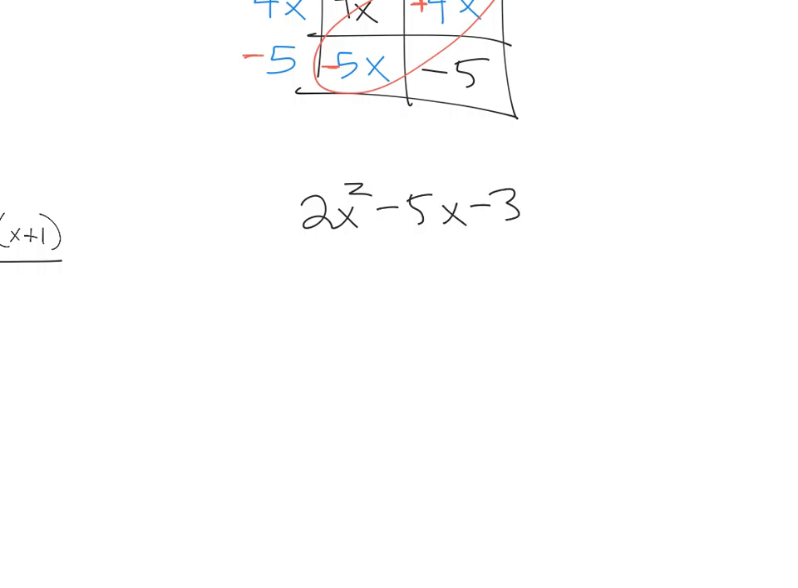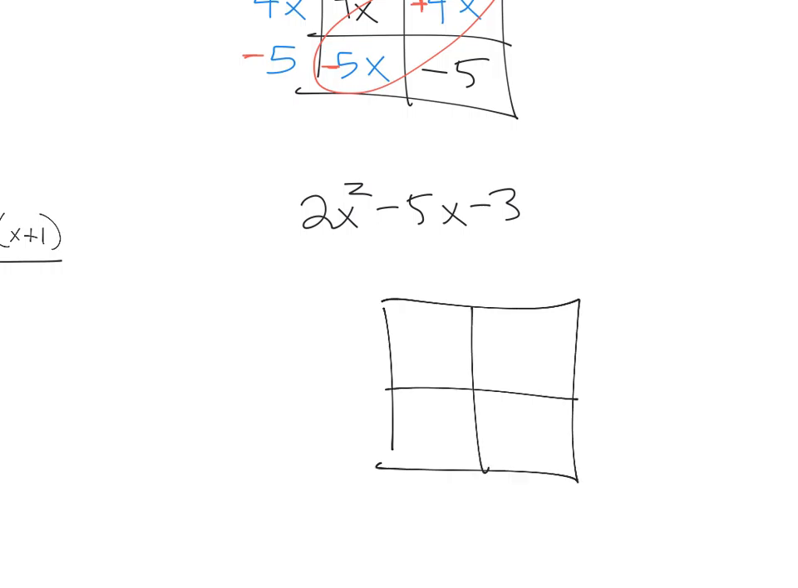Okay, so what I need to do is try again. So 2x squared, negative 3. I'm going to put 2x here and x there. So that's how we get our 2x squared. And let's reverse it. I think originally I had a 3 down here. Let's put the 3 over here instead. So let's put the 3 here and the 1 here.